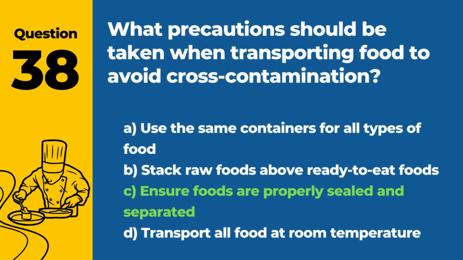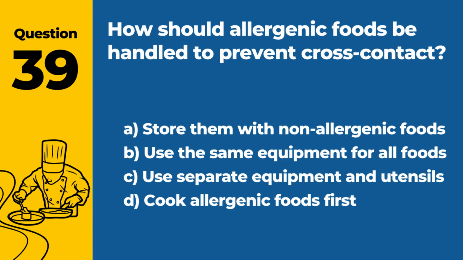Answer: C. Ensure foods are properly sealed and separated. When transporting food, it is important to ensure foods are properly sealed and separated to avoid cross-contamination. Question 39. How should allergenic foods be handled to prevent cross-contact?